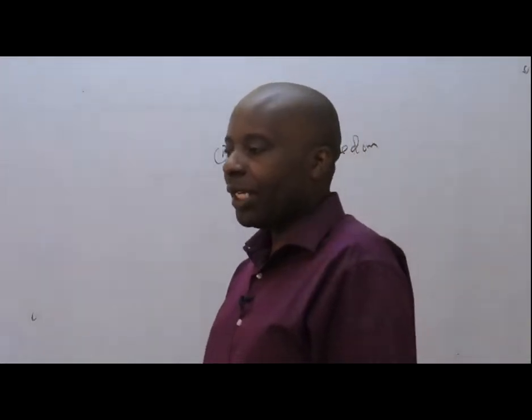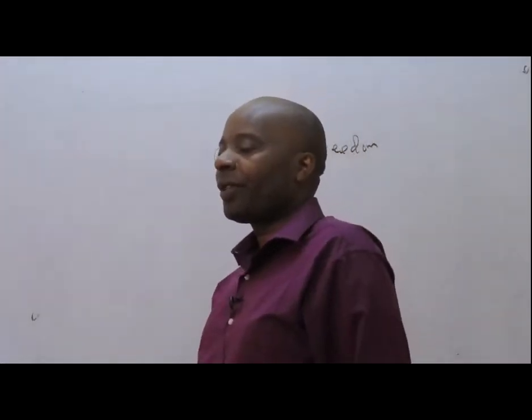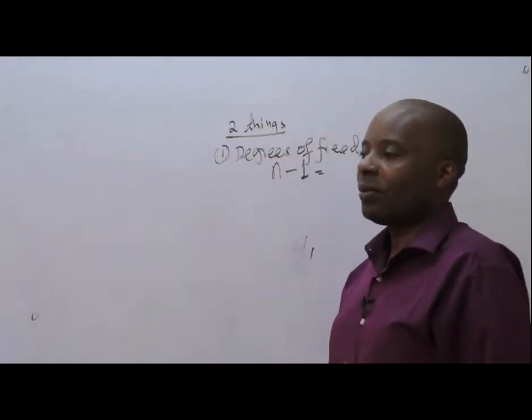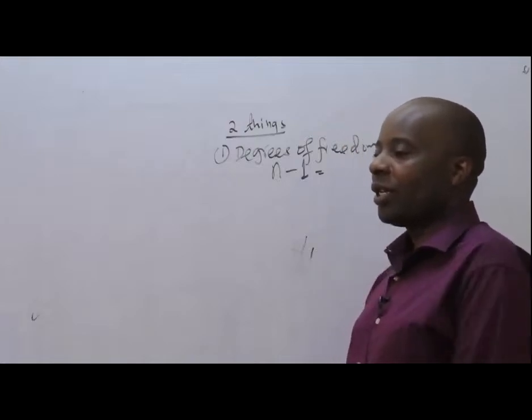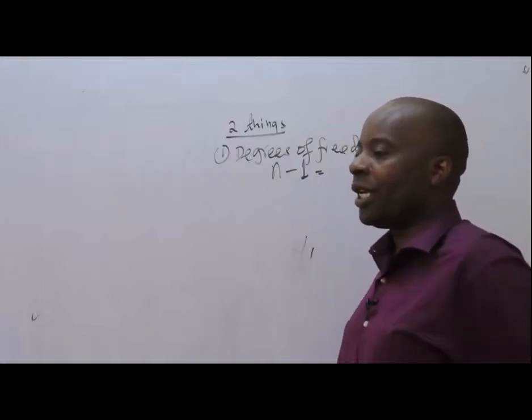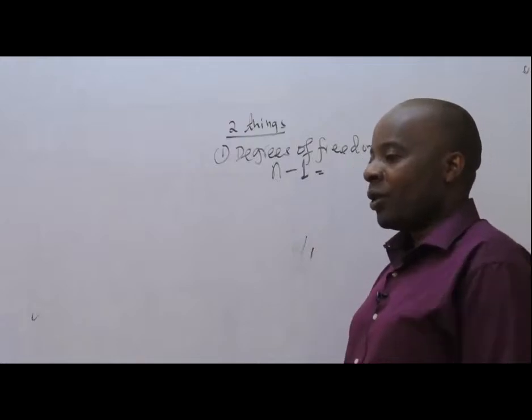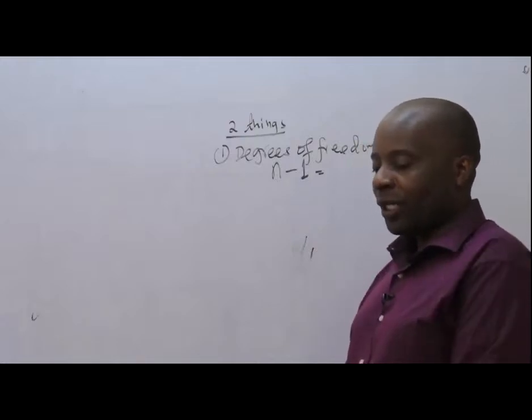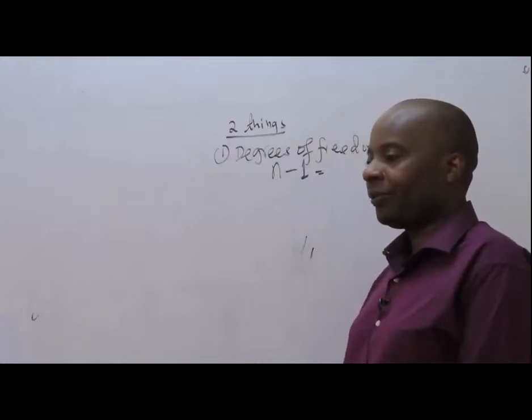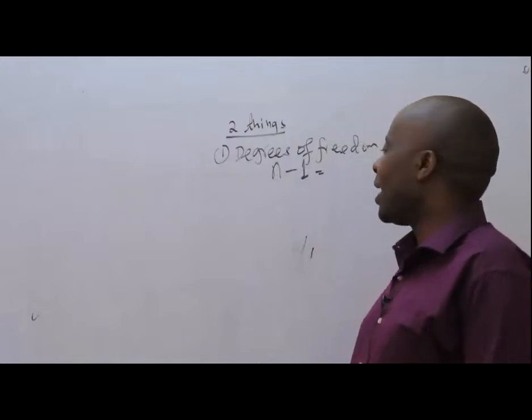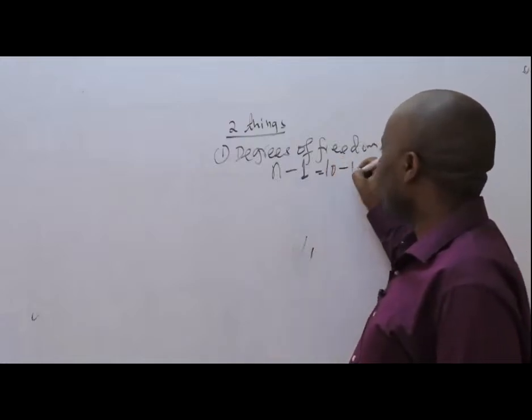So in this particular question, what is n? Are you able to see n there, Lillian? What is n in this question? 10. That's one, so the degrees of freedom is 9.